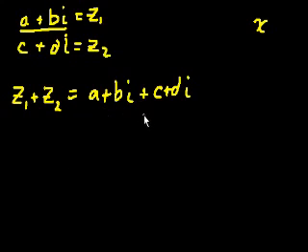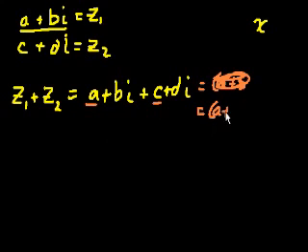So when you add two complex numbers, all you do is add the real parts to each other and add the imaginary parts to each other. So that equals a plus b. Oh, sorry, no, the real parts. So it's a and c. Those are the real parts. So that equals a plus c, plus, and then you add the imaginary parts, b plus di.